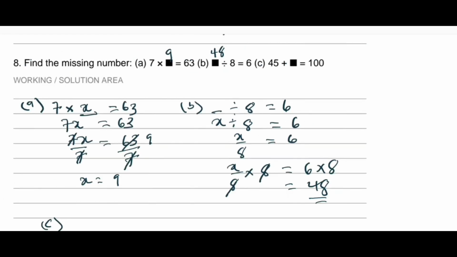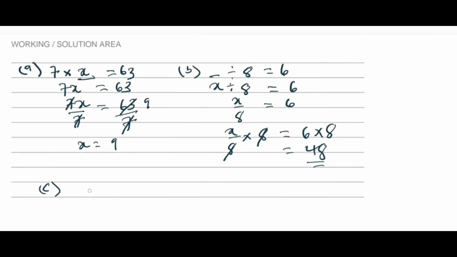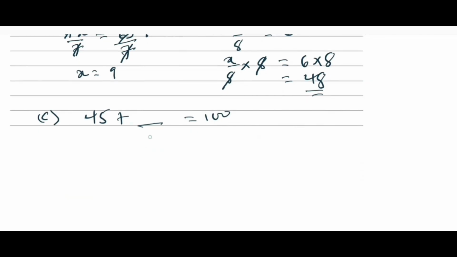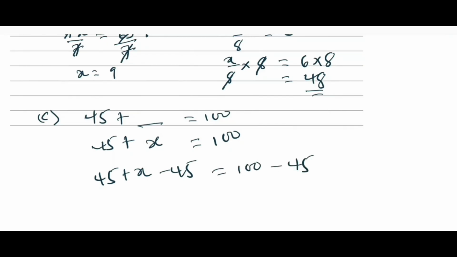Now C. 45 plus a certain number will give 100. So 45 plus a certain number is equal to 100. So this one too, let's represent a certain number by x. So 45 plus x is equal to 100. So if you want to find x, you have to subtract 45 from the left and subtract 45 from the right. So this will be 45 plus x minus 45 is equal to 100 minus 45.